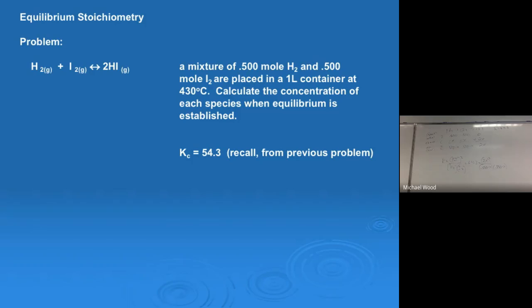Now it's an algebra problem. So I can combine these two. 54.3 equals 2X squared over 0.500 minus X squared.